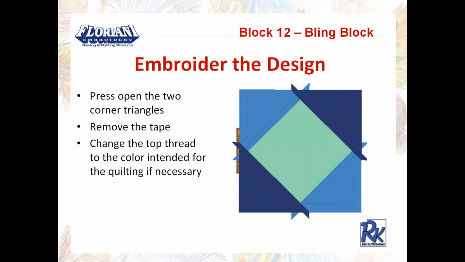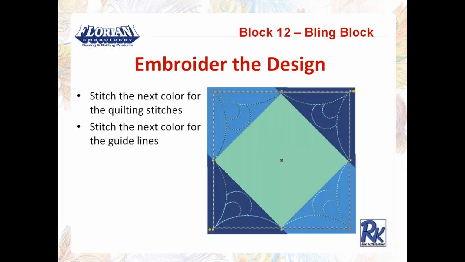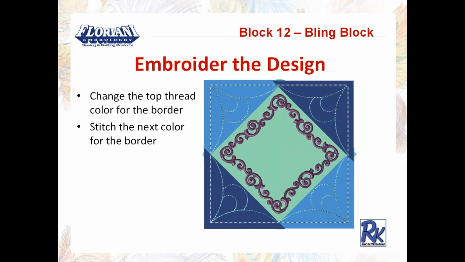that's going to show. So what you want to do is do that color change, and then go ahead and stitch out the next color for the quilting stitches, and then you're going to stitch out the next color for the guidelines. And I go ahead and leave the same thread in for both of those. And now you want to probably change your top thread color, because we're going to stitch out the first set of decorative stitches for the border.